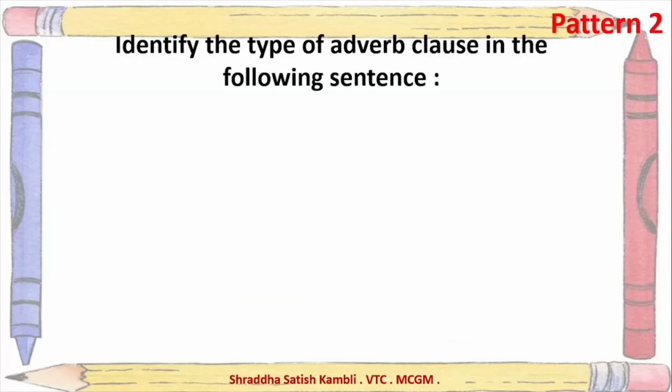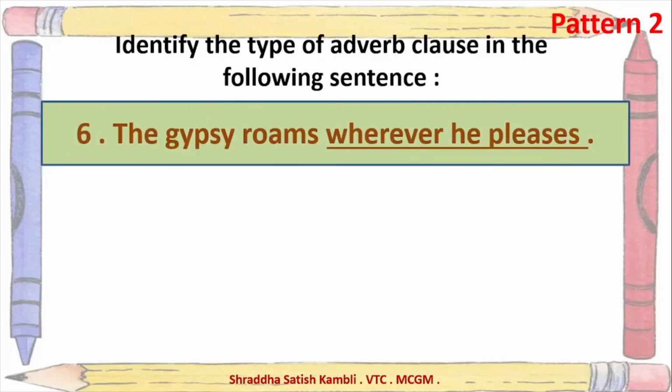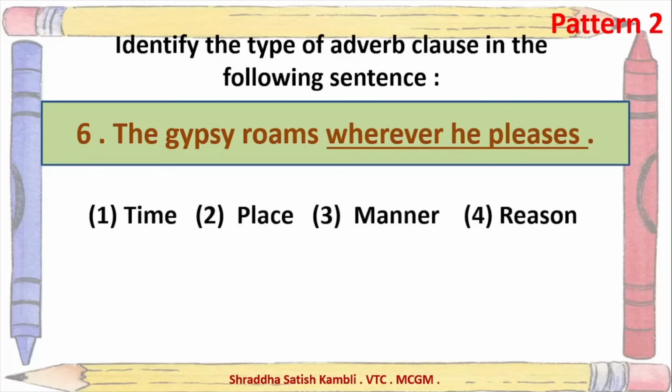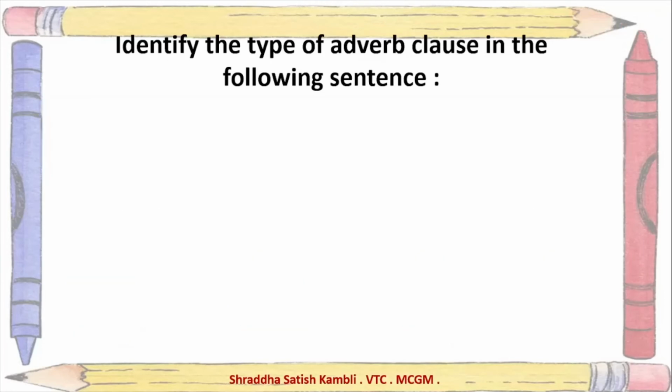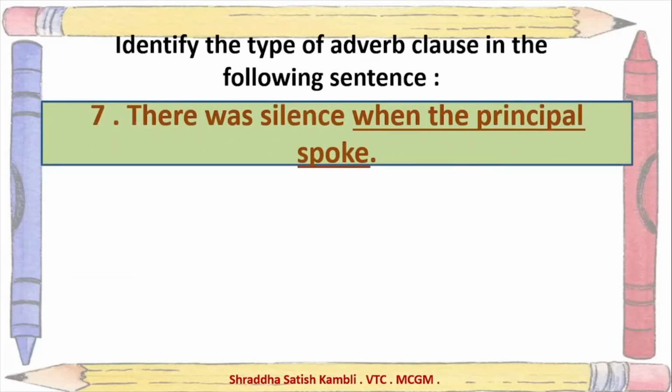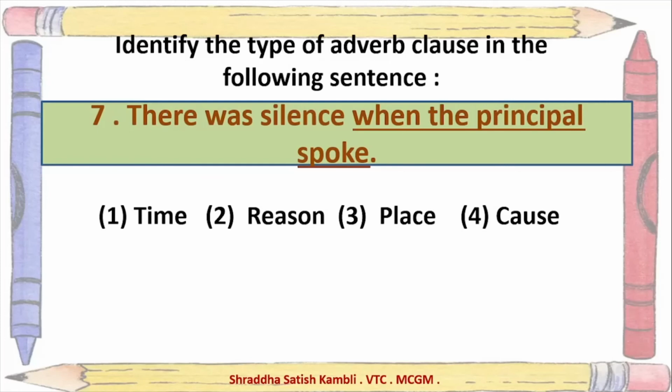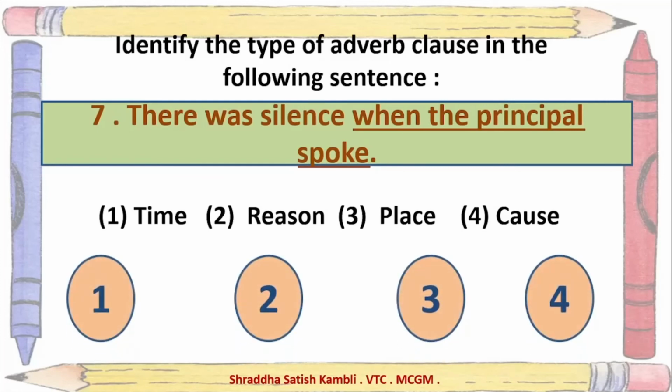Here it is. Identify the type of adverb clause in the following sentence. Here is a sentence. The gypsy roams wherever he pleases. So is it adverb, clause of time, place, manner or reason? So when you say wherever, it indicates place. So it is adverb, clause of place. Coming to the seventh one. There was silence when the principal spoke. So when I say when, naturally, I'm talking about, yes, time. So it is adverb, clause of time.